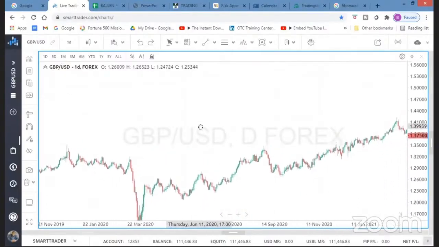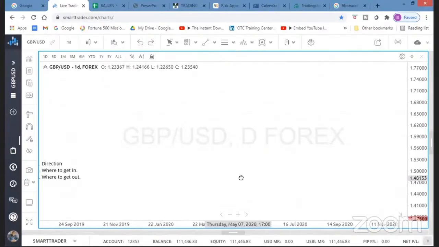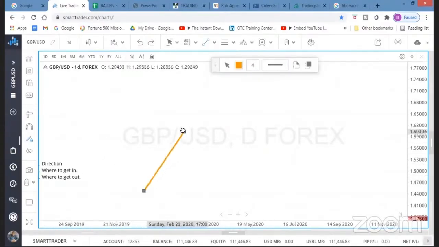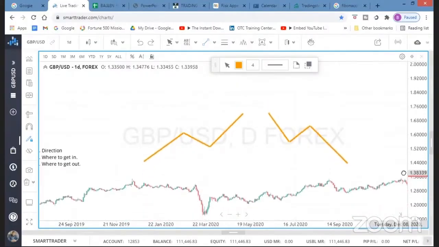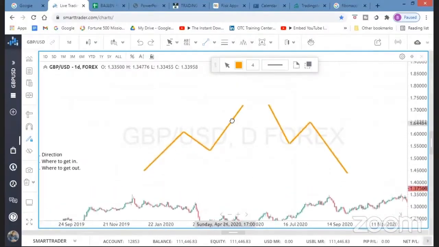So if we all agree that the market moves in waves, we say that this market moves in ABCD waves, like so, in an uptrend. And we say that in a downtrend, it does the same thing in the opposite direction, like so. It moves in waves. Now this is clean, this is an example, but at the end of the day, we can see that it moves in waves.